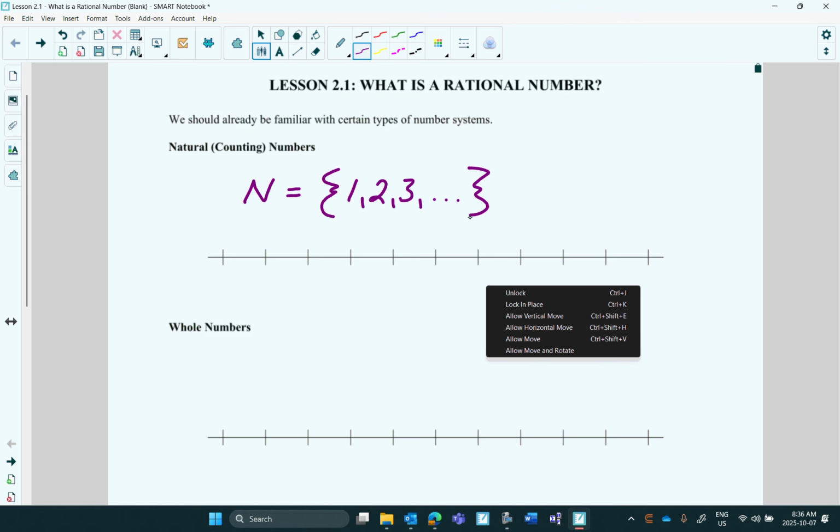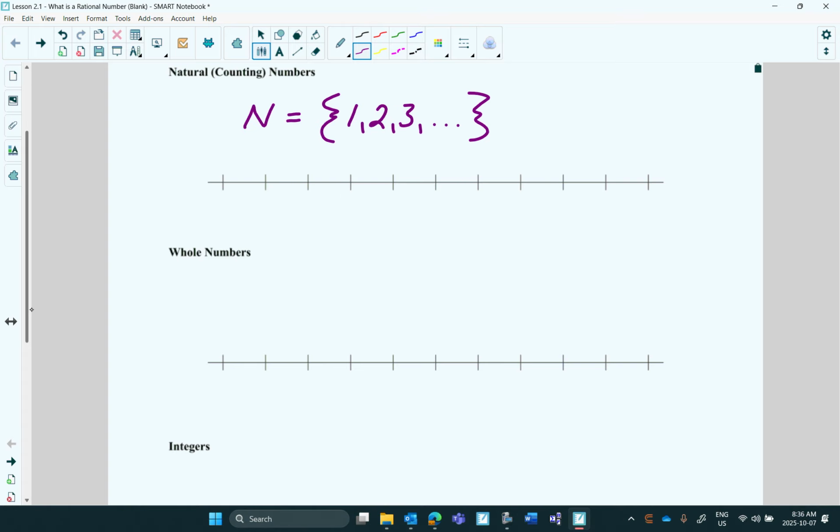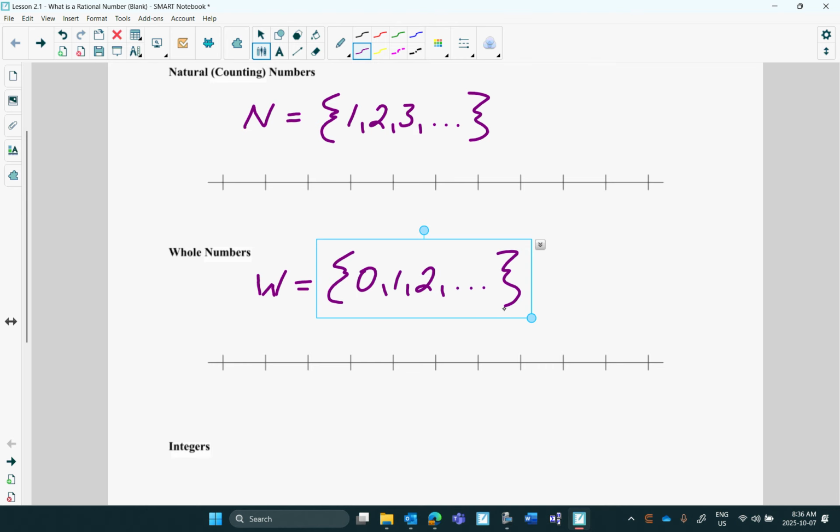But then there was a need. How would you show the number that represents nothing? Well, a new system was created, and it wasn't very different from this, because all we did was add 0 and then kept going up forever. And those are the whole numbers. So every natural number or counting number is also a whole number. But not every whole number is a counting number because 0 is whole but not natural.